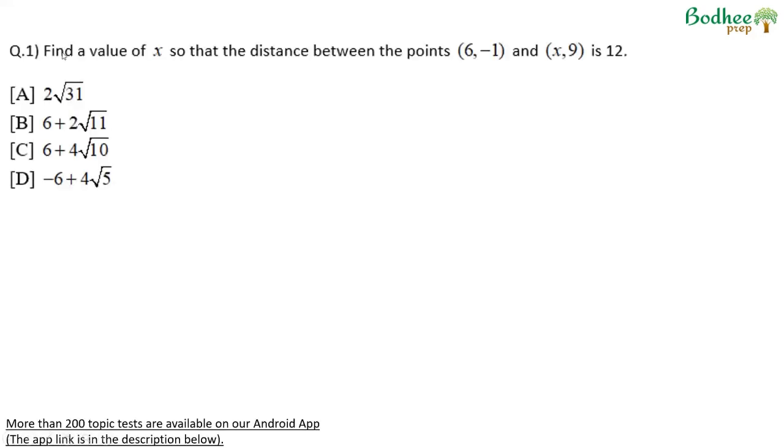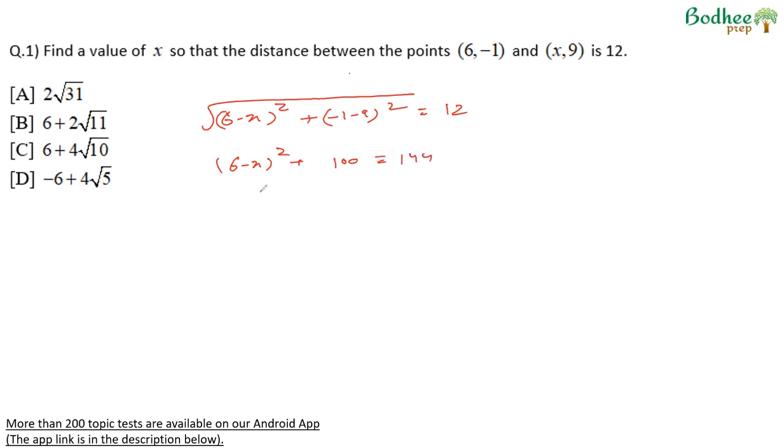Now, looking at the questions. The first question says, find the value of x, so the distance between points (6, -1) and (x, 9) is 12. This is straightforward. (x1 minus x2) squared plus (y1 minus y2) squared is equal to distance squared. Taking the square, (6 minus x) squared plus 100 is equal to 144. (6 minus x) squared is equal to 44.